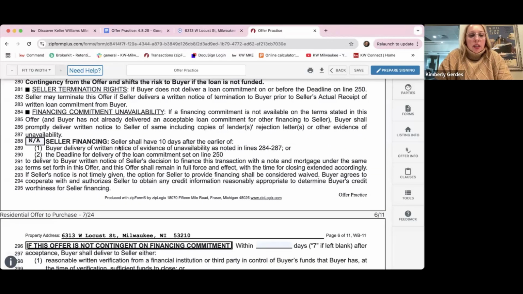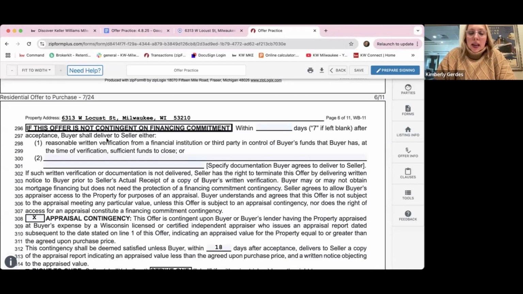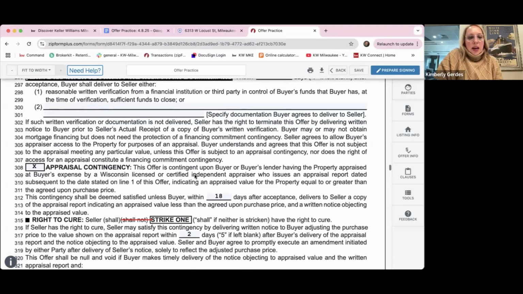Now, this is our first contingency that we are not going to be writing into our offer, which is seller financing. And because I'm not including it within the offer, rather than leaving the box blank, I'm putting NA. If we were writing as a cash offer, I'd be filling out the section at the top of page 6, but I'm not.